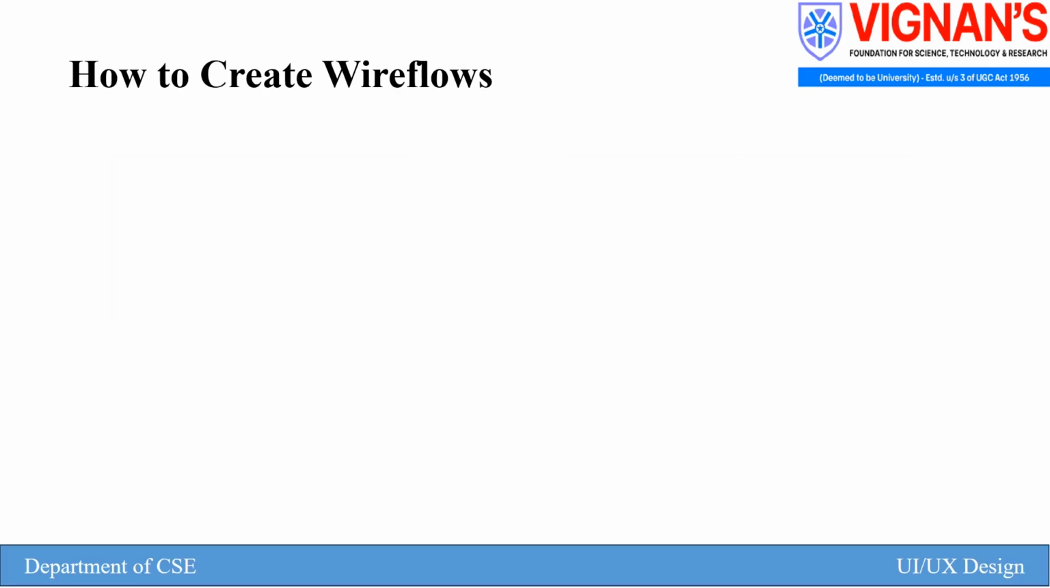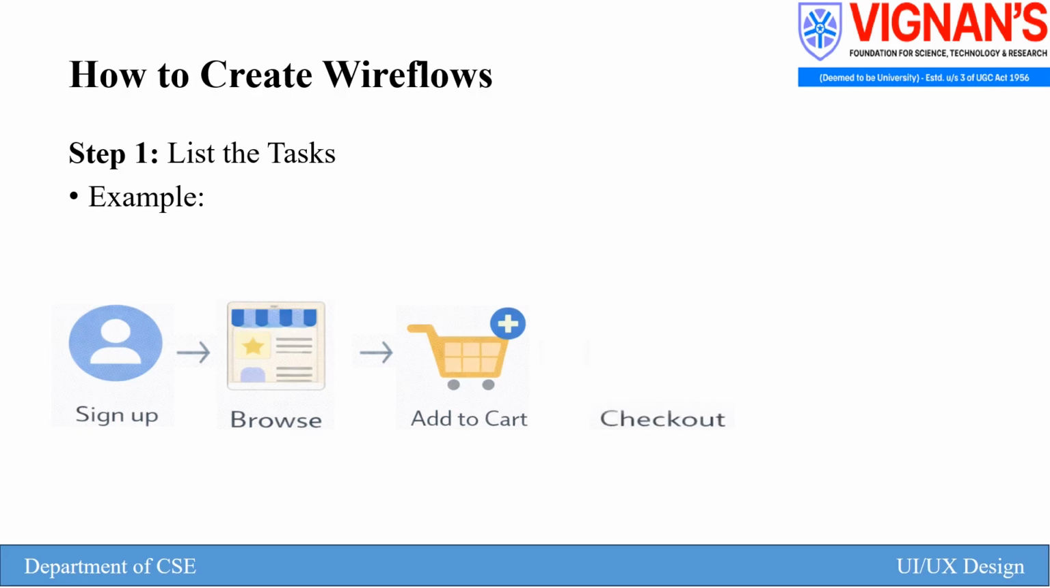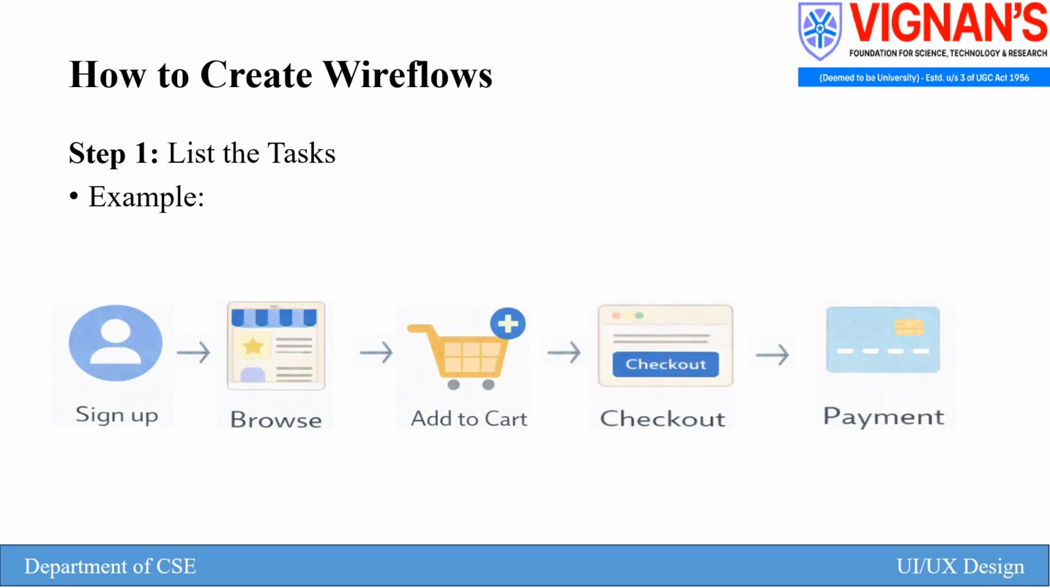Now, let's see how to create wireflows. Step 1. List all the tasks. For example, in an online shopping app, the steps could be: sign up, browse products, add items to the cart, proceed to checkout, and finally make the payment. By listing these tasks, we clearly understand the user's journey from start to end.